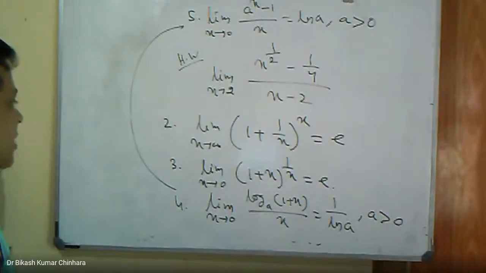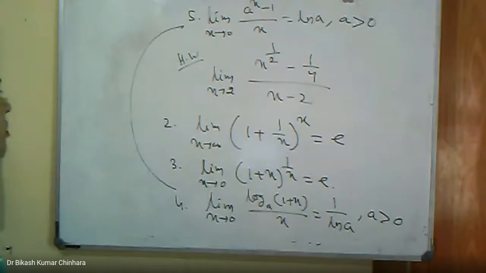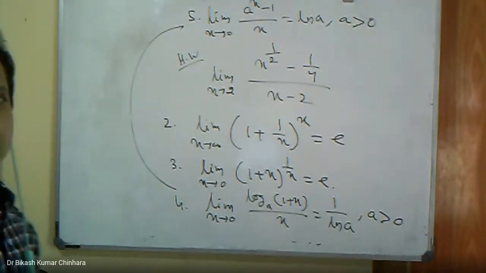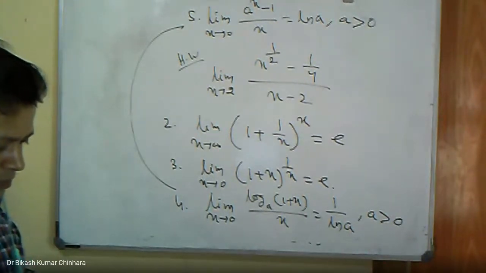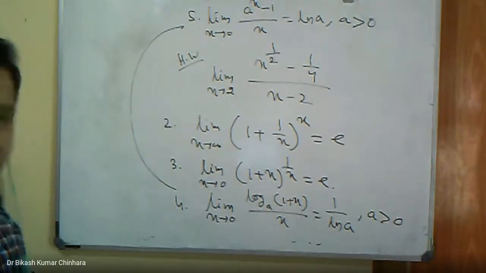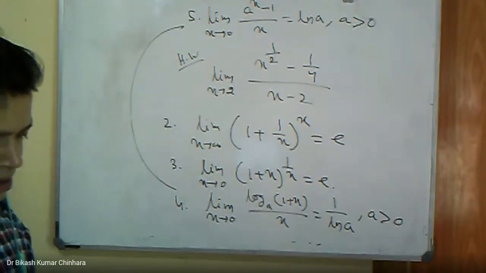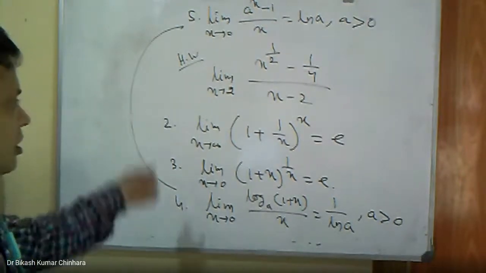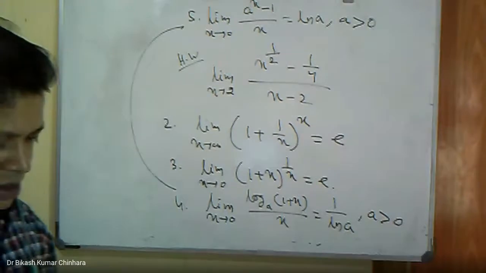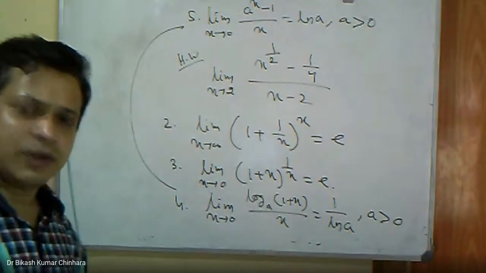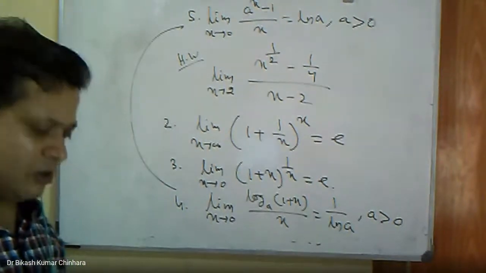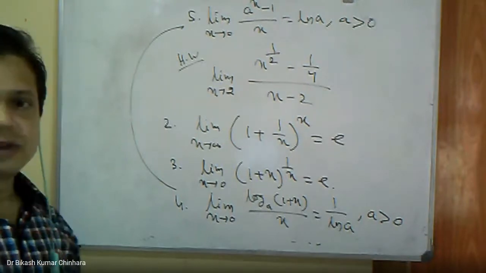Limit x tends to 0 log of 1 plus x with base a divided by x is equal to 1 by ln a. Ln means it is a logarithm with base e. Okay. I will give you some questions based on these formulas. I will send the material. And if you face some problem, you can contact me through WhatsApp or by any means. So this is all about your limit.